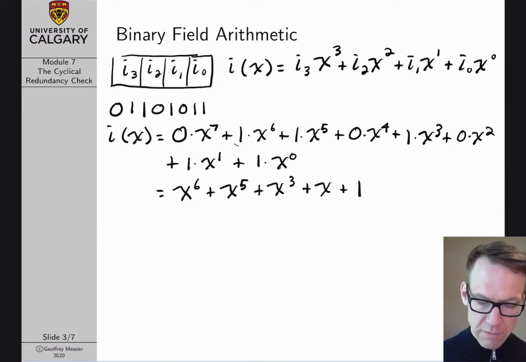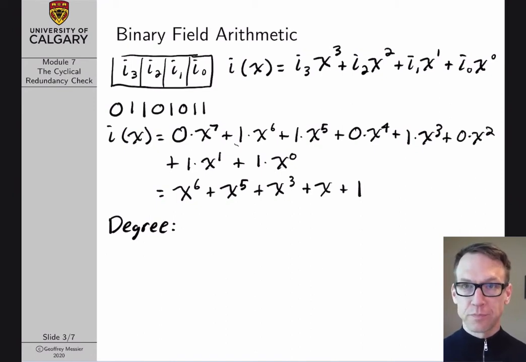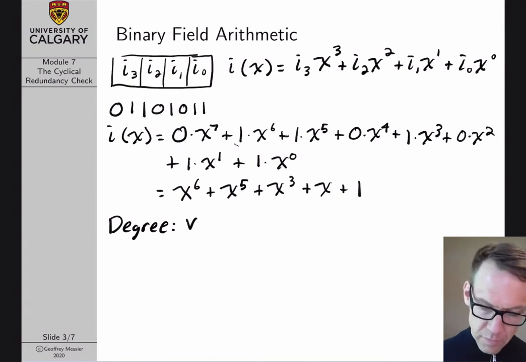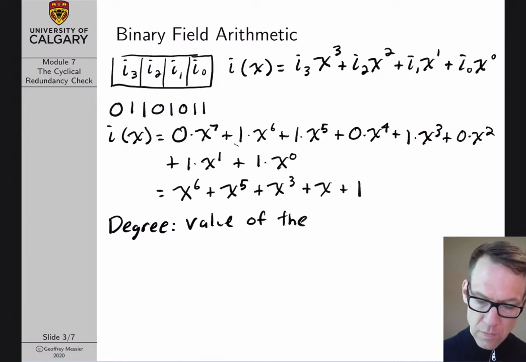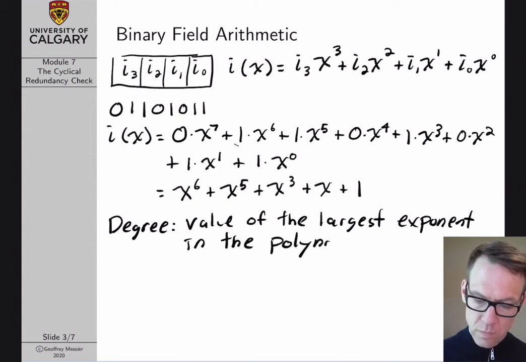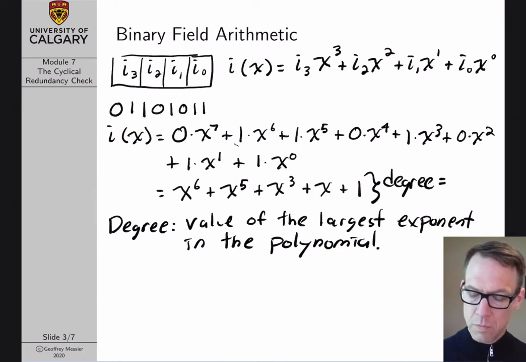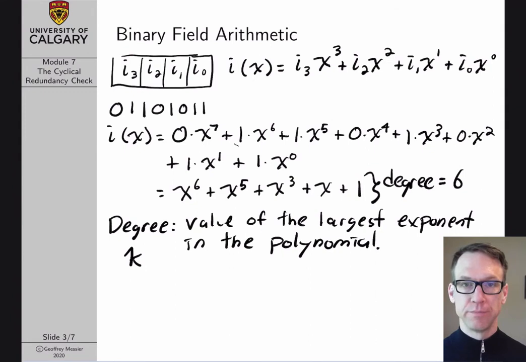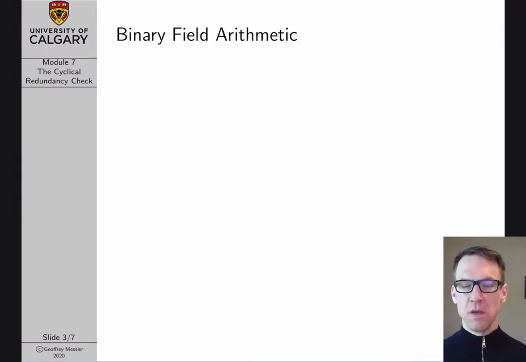And just as a little bit of a definition, the degree of the polynomial is basically the value of the largest exponent in the polynomial. So for our example, our degree would be equal to 6. Often I will use the letter K to represent the degree.